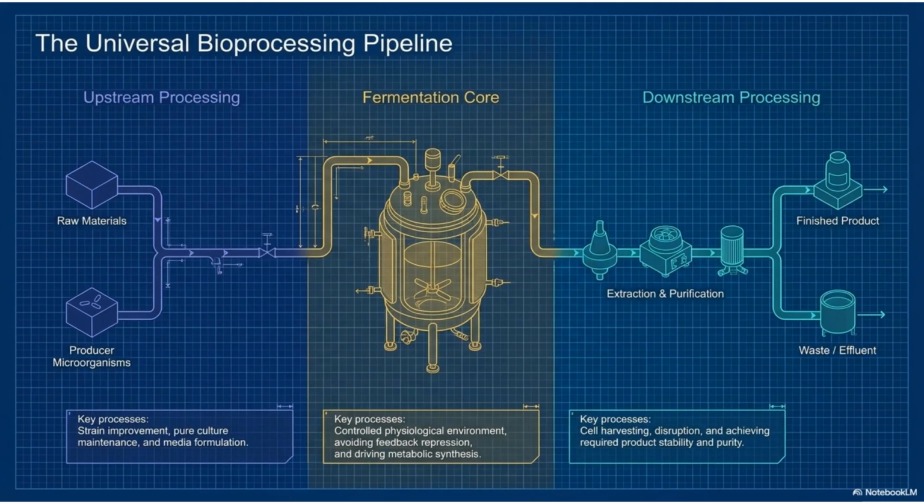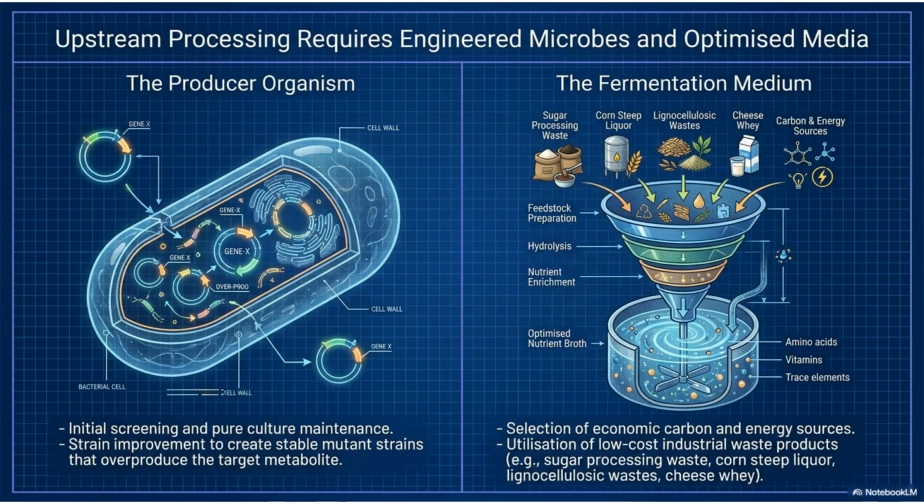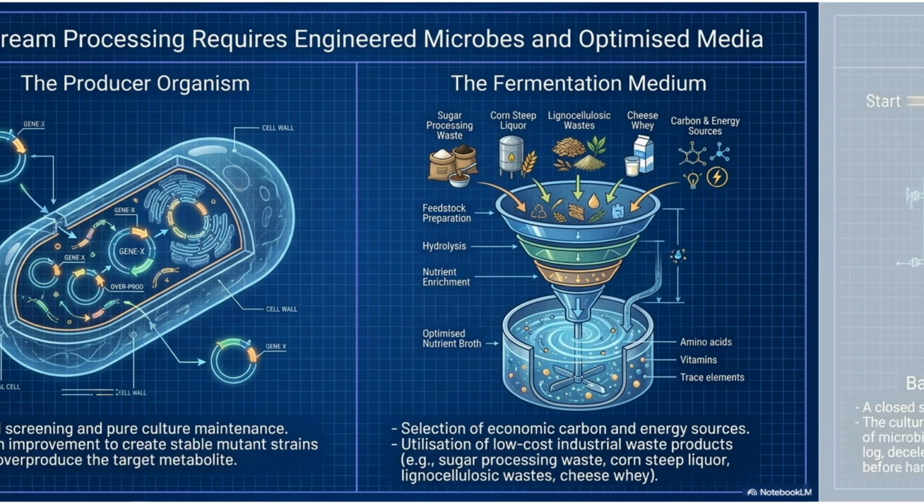The universal bioprocessing pipeline is divided into three core stages: upstream processing, the fermentation core, and downstream processing, each playing a vital role in transforming raw materials into a finished product. Upstream processing focuses on two things: the producer organism, which is engineered for high yields, and an optimized fermentation medium that utilizes cost-effective industrial waste.